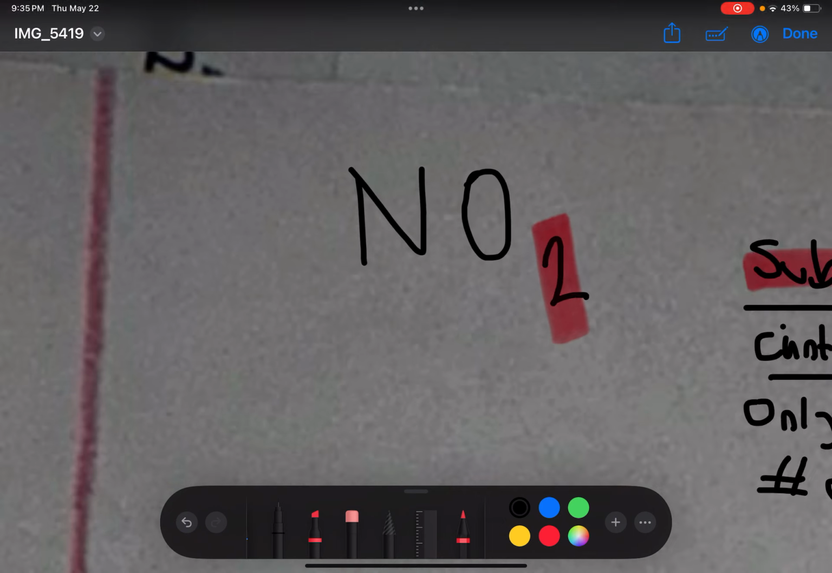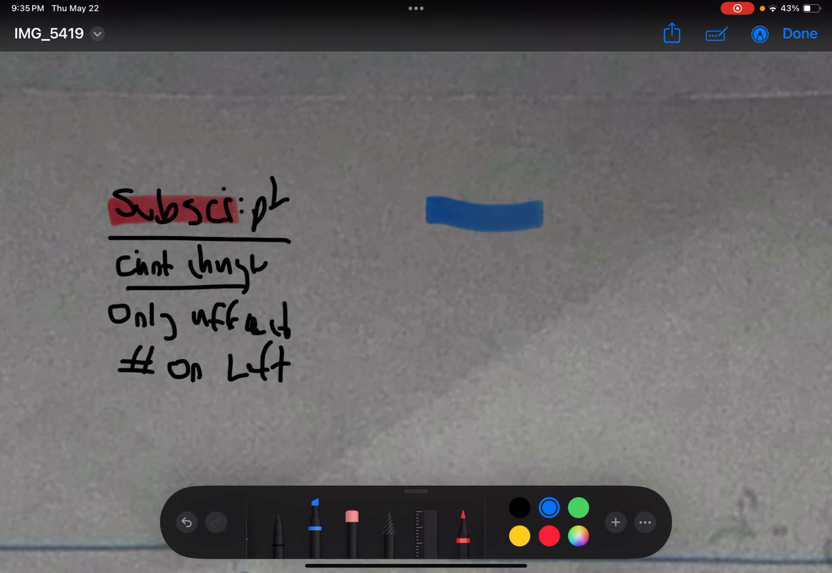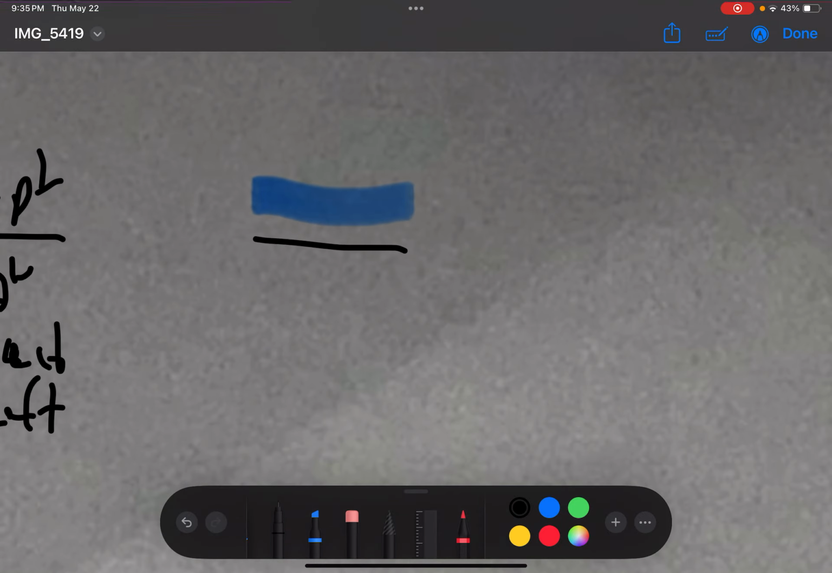Okay, now let's add in a coefficient. Let's say this is your coefficient. This one's going to be blue. Blue coefficient multiplies everything.